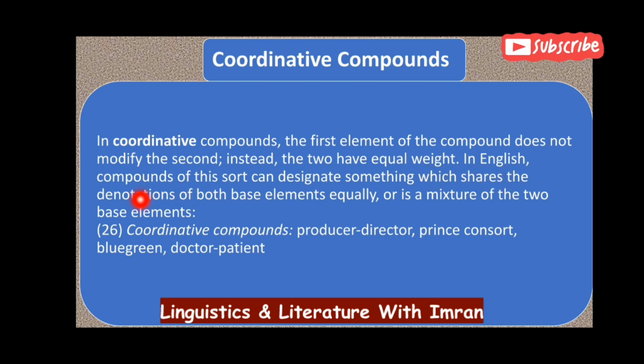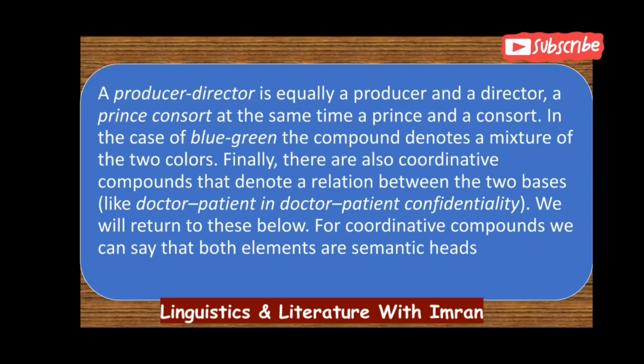For example, in English, compounds of this sort can designate something which shares the denotation of both base elements equally, or is a mixture of the two base elements. So both may have equal weight, or both may be a mixture of each other. For example, coordinative compounds like producer-director, prince-consort, blue-green, or doctor-patient. So both are sometimes mixtures, or sometimes both have equal weight. A producer-director is equally a producer and a director.